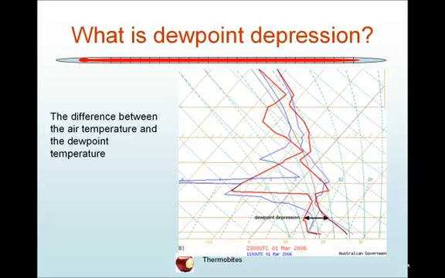And if we examine this trace for 23 UTC on the 1st of March 2006, you'll see how the dewpoint and the temperature profile sometimes come close together, and at other times there's a very large distance. In other words, there's a large dewpoint depression.